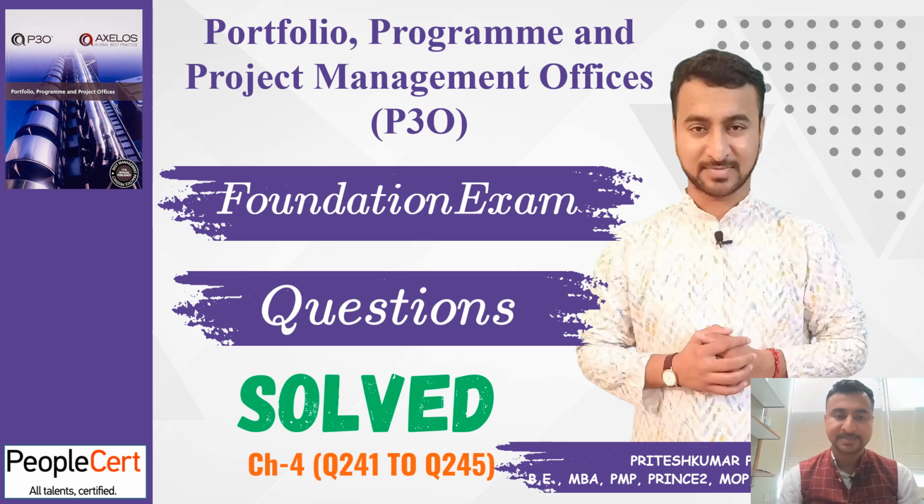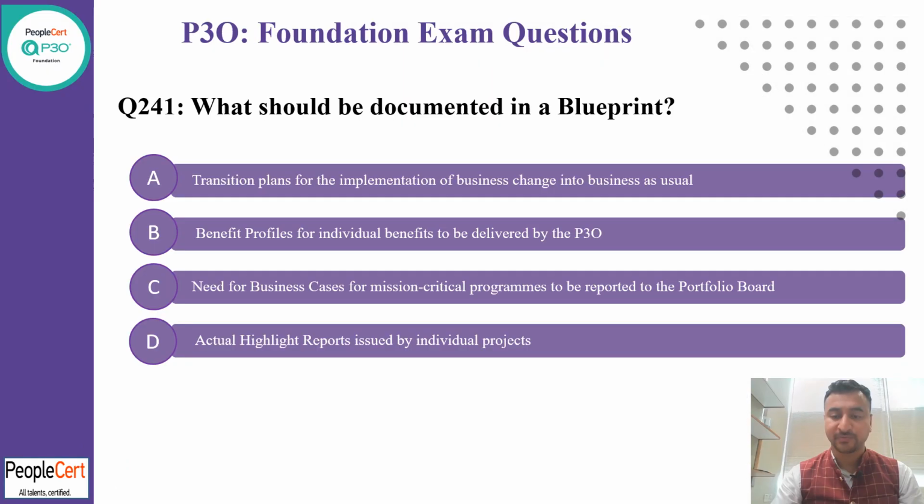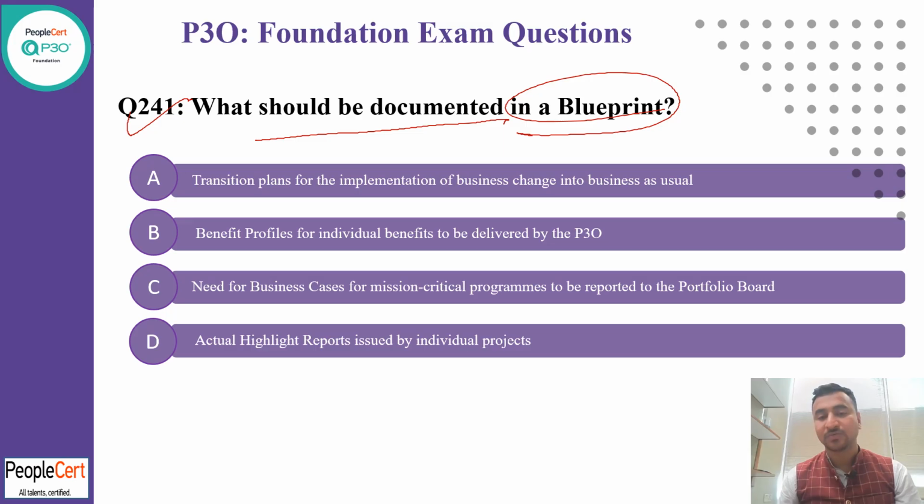Okay, friends, let's begin our question and answer session for Chapter 4. Question number 241 says, what should be documented in a blueprint? So, a blueprint is a POTI: processes, organization, technology, and information.